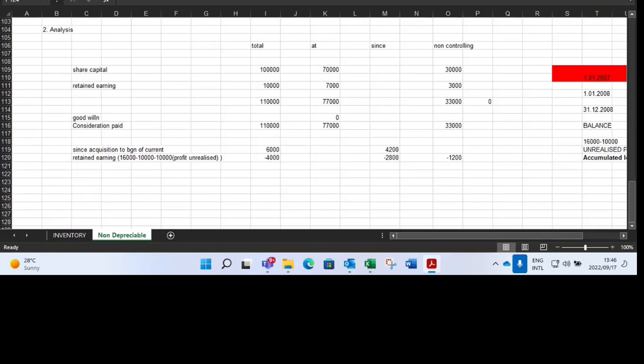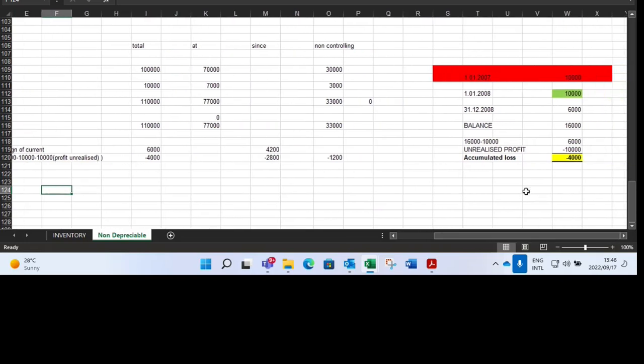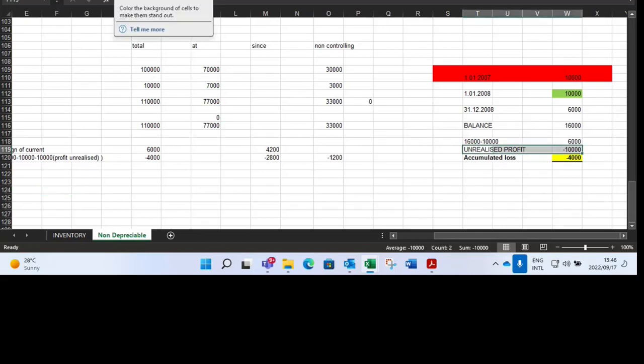Can I ask you something before you proceed? The unrealized profit is from a non-depreciated asset. Yes, the parent is selling a non-depreciable asset. I agree. If it was a depreciable asset, then we would have to take depreciation into account. So this was a non-depreciable asset.